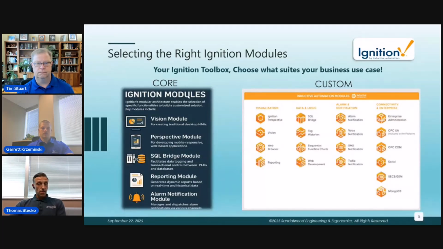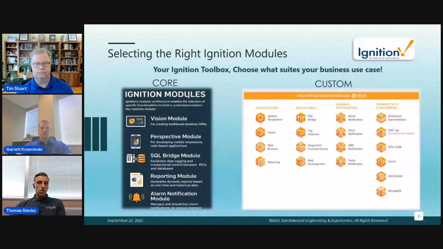Then on the right side, we have the custom modules or the additional modules that you can throw in that all fit into the four pillars, right? You have visualization, data, logic, alarming, alerting, and connectivity. So just like we have on the left core side, we can add Perspective, Vision, web-based, and reporting for the visualizations. Tag historians and web dev modules are also available if you want to store files locally on your PC and server rather than storing PDFs, JPEGs in SQL Server or something like that.